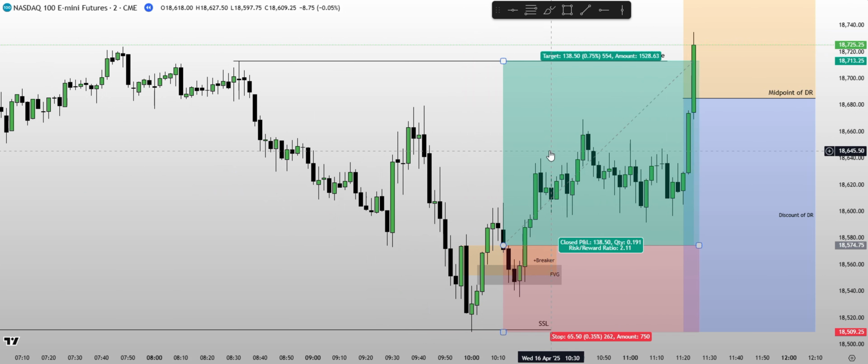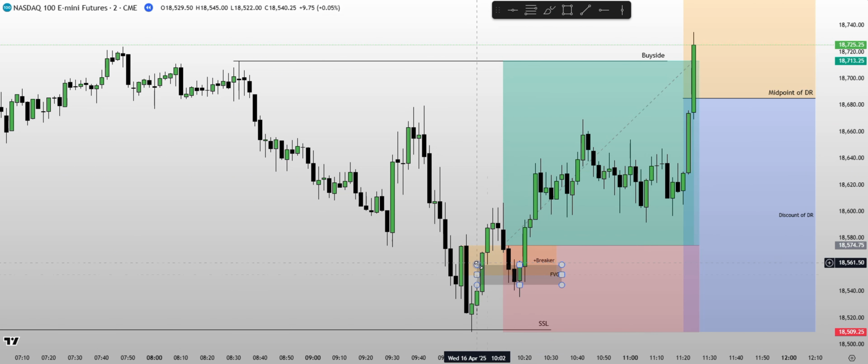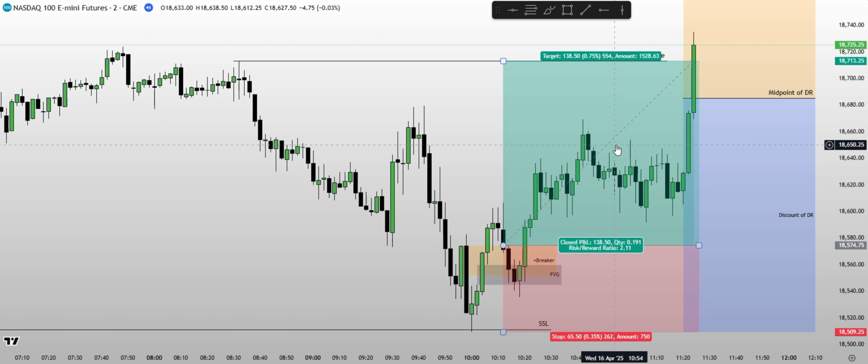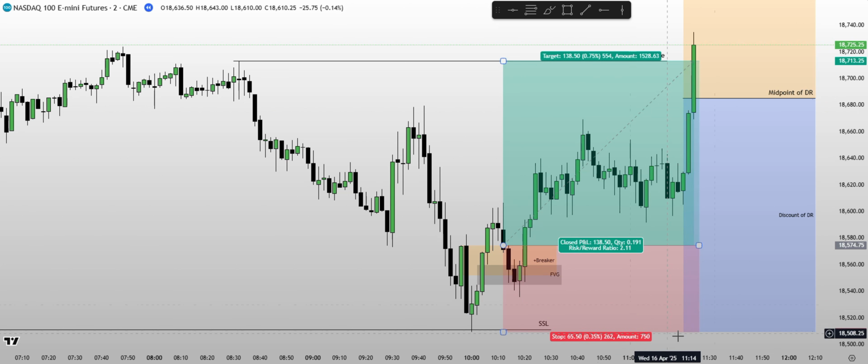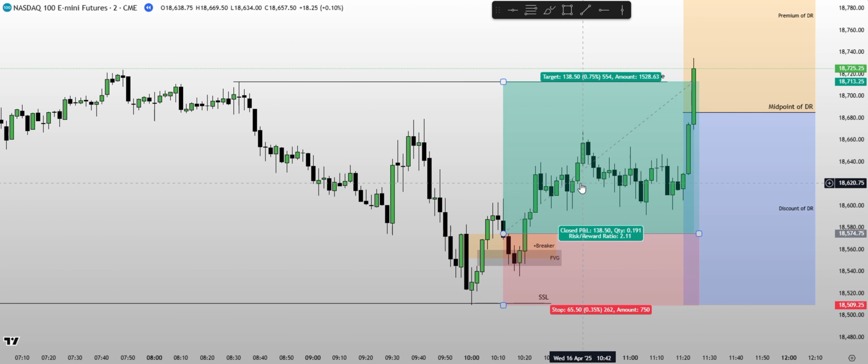And so there you go. You get an almost 140 point move in this model. You get that sweep of liquidity. You get that reversal, change in the state, breaker, fair value gap, entry in the discount of that dealing range. This is an optimal long.